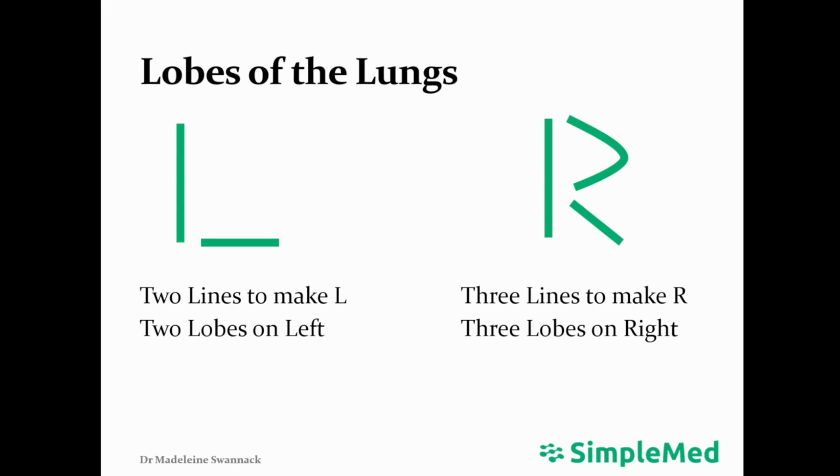One way to remember the number of lobes of each lung is shown on the screen. The letter L needs 2 lines to draw it, so the left lung has 2 lobes. The letter R has 3 lines to draw it, so the right lung has 3 lobes.